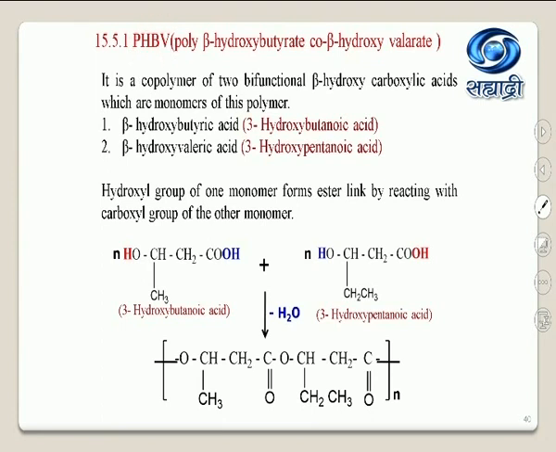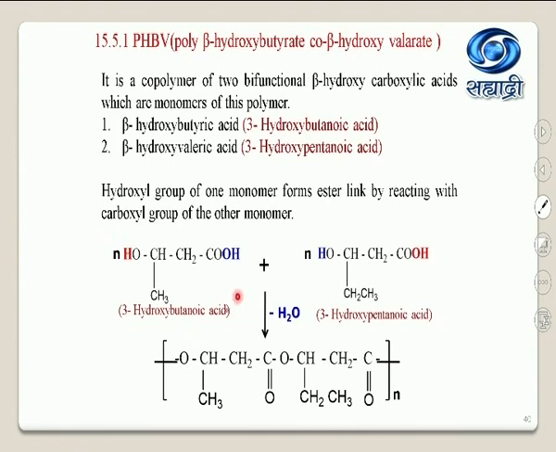PHBV is the short form of poly-beta-hydroxybutyrate-co-beta-hydroxyvalerate. It is a copolymer of two bifunctional beta-hydroxycarboxylic acids which are the monomers of this polymer. Now here both the monomers contain a hydroxy group on the beta carbon atom. So let us study the structure of 3-hydroxybutanoic acid.